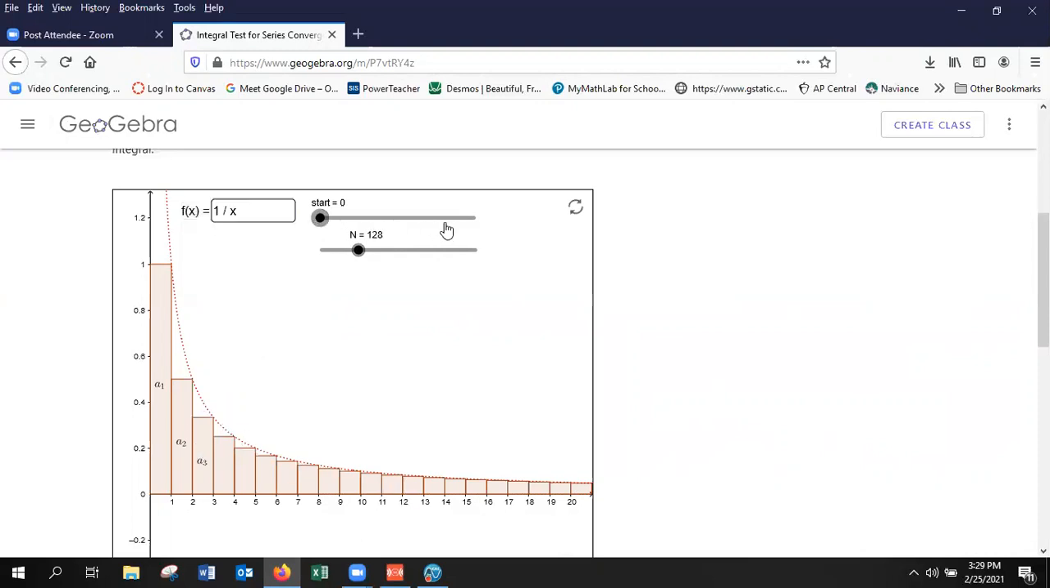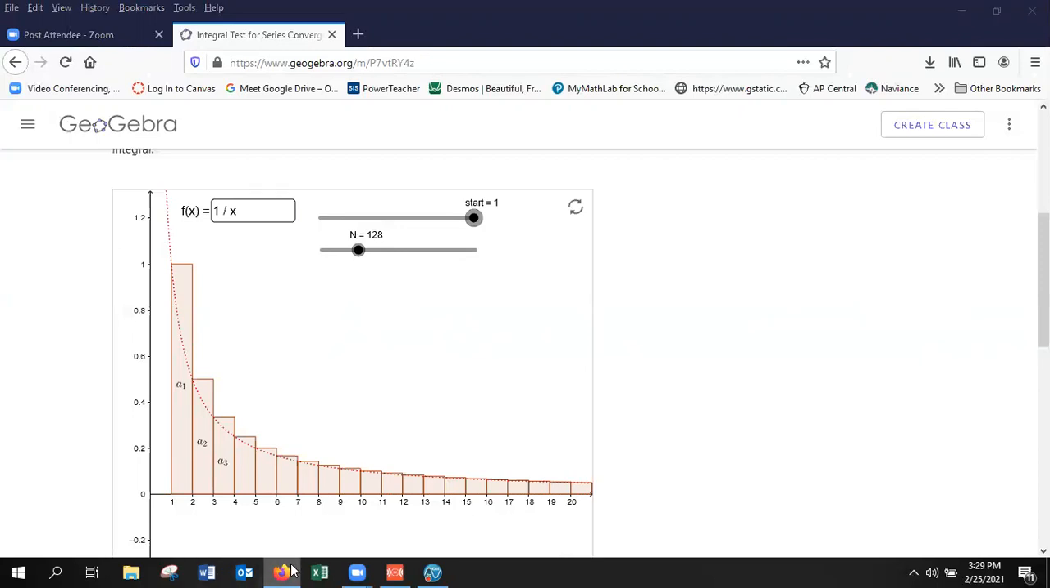If I look at the series in this way, if the integral diverges, then the series itself, we could show it as being bigger than the value of the integral. So if the smaller value diverges, then the bigger value will diverge as well.